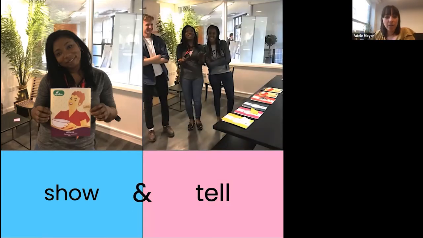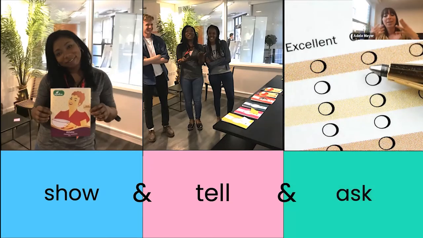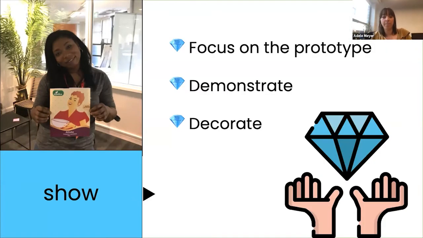Secondly, you're going to tell them about it. You're going to talk about it. You're going to explain what it is, how it came to be, why you're doing it, how it works, and how they can demonstrate or interact with it for the test. Tell them what you would like them to do. And finally, you're going to ask them for feedback. So you're going to ask them questions. You're going to ask them to fill out your survey and learn more about how people feel and think about your business concept.